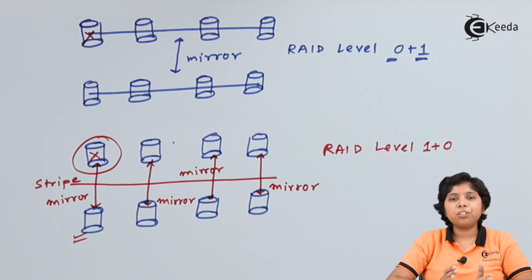Now the implementation of RAID levels differs on the system that is used by this implementation. Say, for example, if the RAID levels are implemented at the software level, then the software itself has to manage the data that is being accessed.